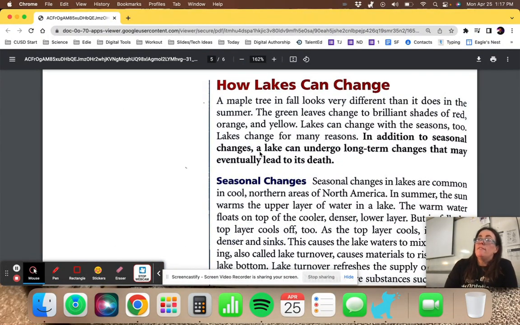A maple tree in the fall looks very different than it does in the summer. The green leaves change to brilliant shades of red, orange, and yellow. Lakes can change with seasons too. Lakes change for many reasons. In addition to some of those seasonal changes, a lake can also undergo long-term changes that eventually lead to its death, or essentially where the water eventually evaporates and the lake sort of dries up. That would be the death of the lake.